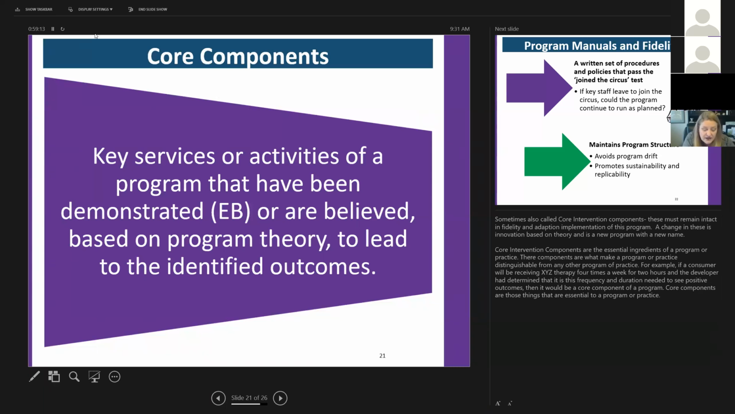So really understanding what is supposed to happen, and if you do change anything, documenting that and monitoring for that, so that as you are monitoring your program fidelity and program adherence, you understand how that might be impacting the outcomes that you are seeing.